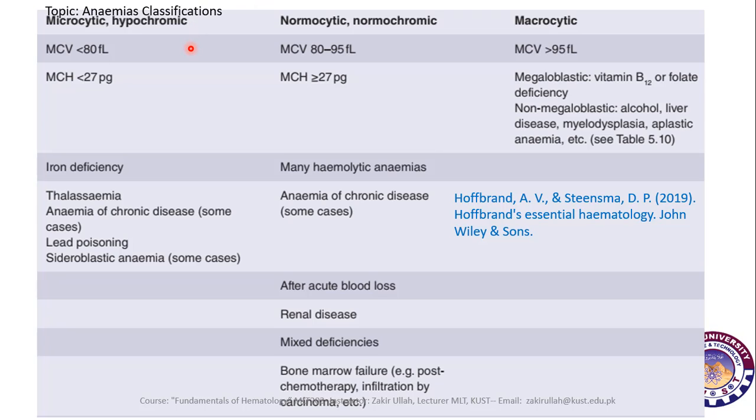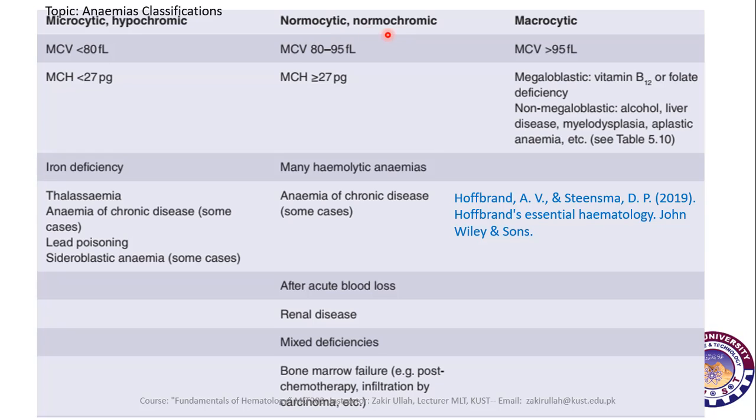This is a chart which shows the classification of anemias and their normal values and the different types of conditions. In microcytic hypochromic anemia, the mean cell volume is below 80 femtoliter and the mean cell hemoglobin is below 27 picogram. Microcytic hypochromic anemia occurs in iron deficiency anemia, thalassemia, anemia of chronic diseases in some cases, lead poisoning, and sideroblastic anemia.